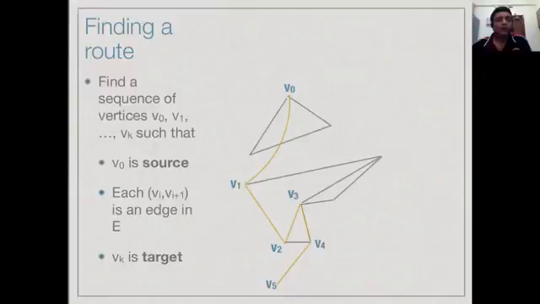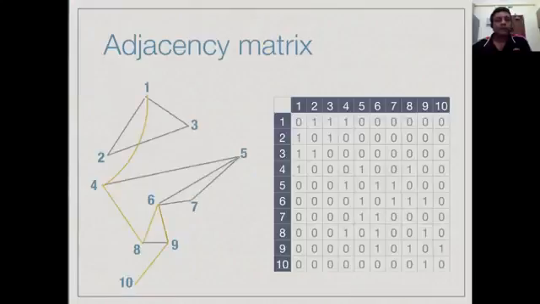So if you look at an undirected graph, the problem we are looking at is to find out whether a source vertex is connected to a target vertex. And we said that this amounts to finding a path from V0, the source vertex, to Vk, the target vertex, where each pair of vertices on the path is connected by an edge in the graph. We argued that we could easily do this for small graphs visually, but if we want to write an algorithm, we need a way of representing the graph.